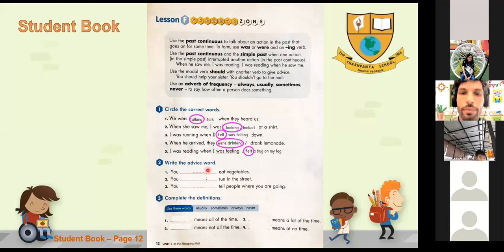You eat vegetables. Should or shouldn't? Okay, you should eat vegetables. Again, we use the modal verb should plus a verb to give advice. You should eat vegetables. Why? Because it's good for your health.